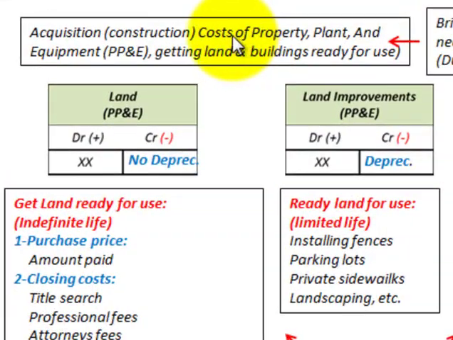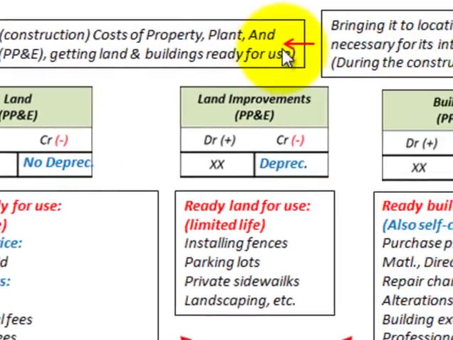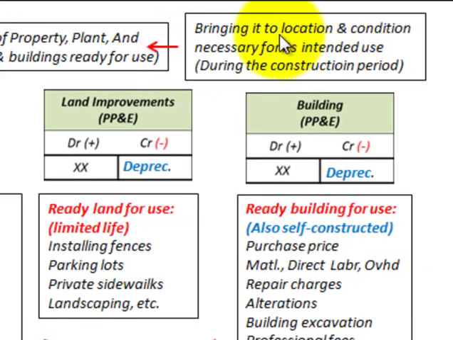What we're going to be looking at here is acquisition or construction costs of property, plant, and equipment. Specifically, we're looking at our land and our buildings, and what would be included in our accounts when we're getting these land and buildings ready for use. We have to bring it to the location and the condition necessary for its intended use, and we'll be looking at the construction period.